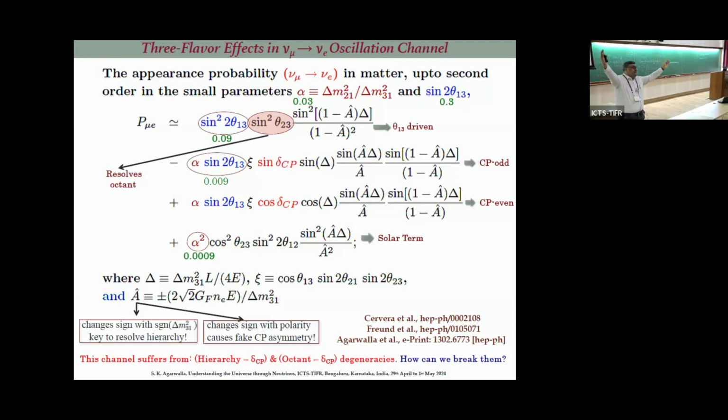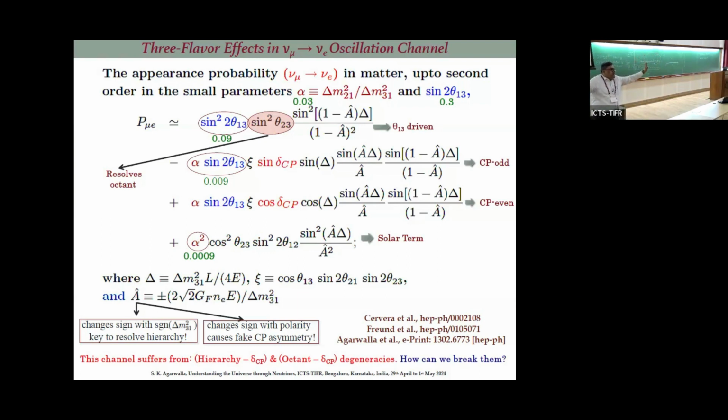You can ask me why they are important. Because they bring information at different L by E. Agree? Because oscillation is an L by E driven phenomenon. So you have information at different L by E.